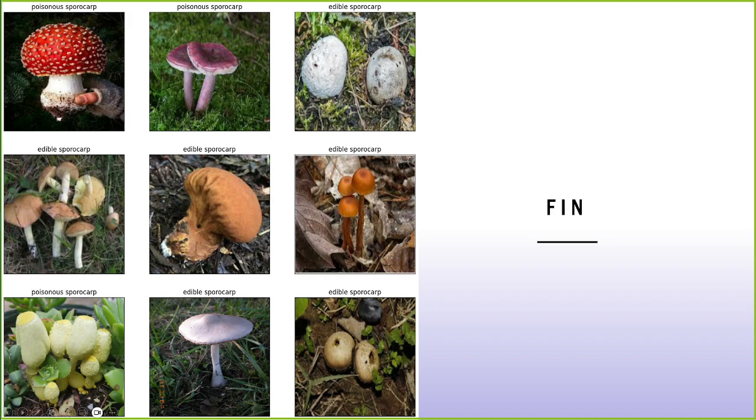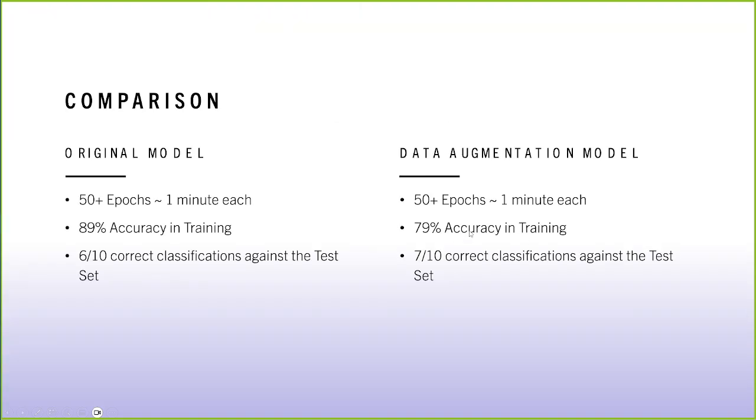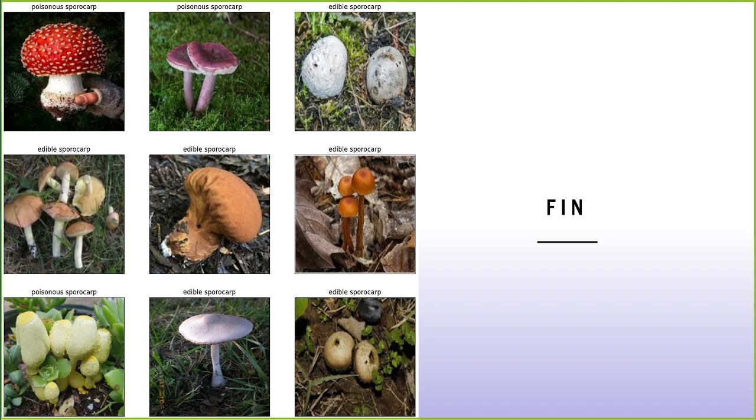So in conclusion, the data augmentation did end up helping our image classifier, even though it produced a slightly lower accuracy during training. It still managed to classify the images better than it had done before. And of course, this is most likely due to it having more data to go off of.